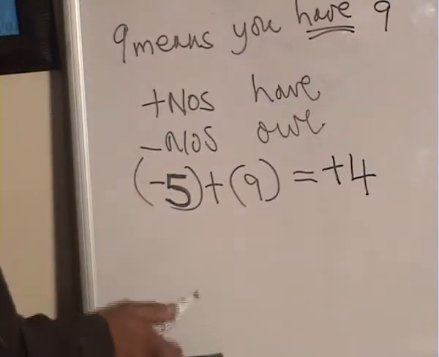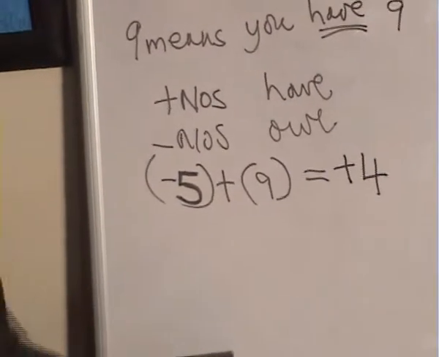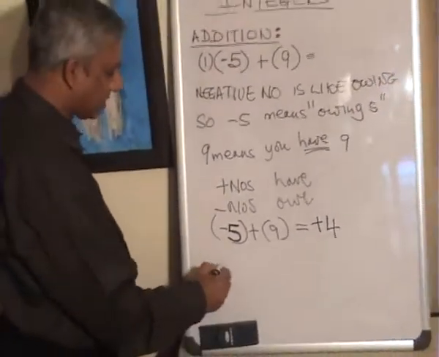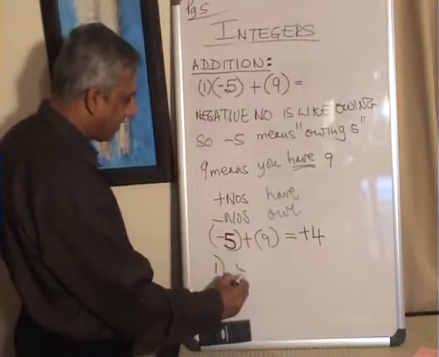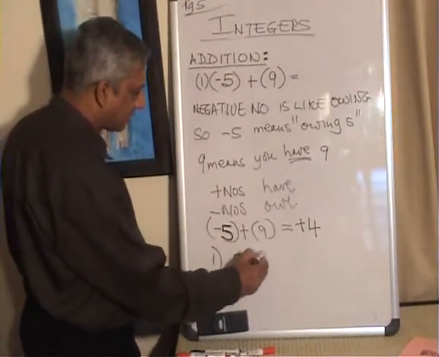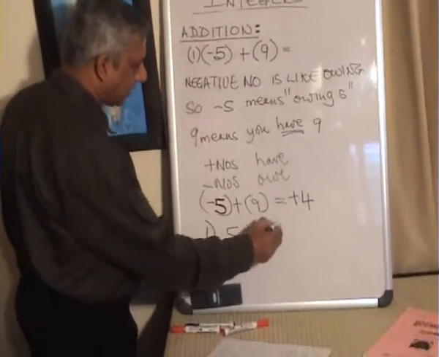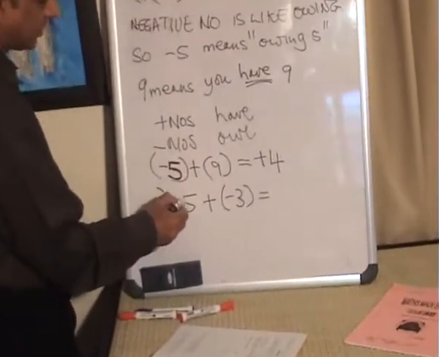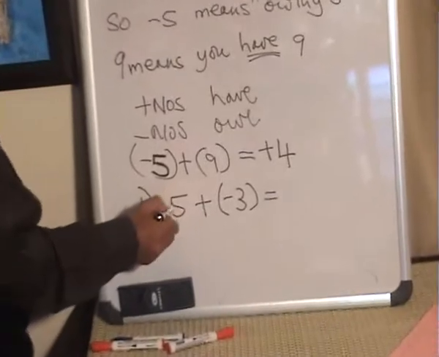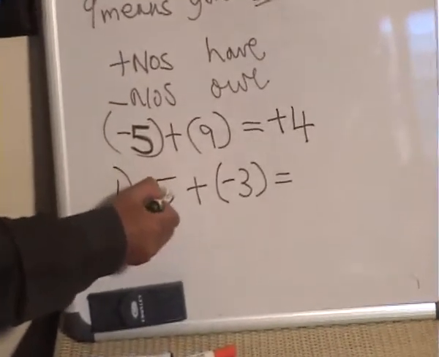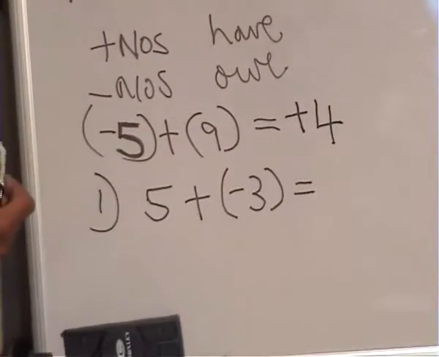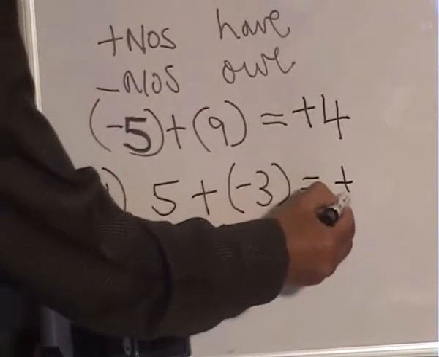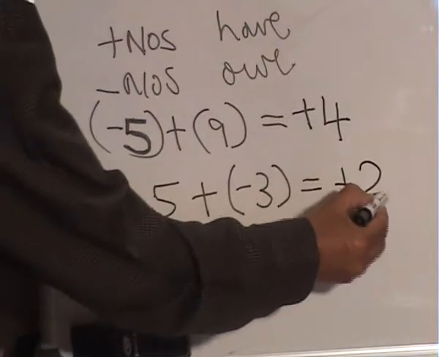Okay? Let's take another example. The first example that's done in your guide on page 6 is 5 plus -3. This means we have 5 and we owe 3. If it was money, if I have 5 rand and I owe 3 rand, I will end up having 2 rand. Having 2 rand means plus 2.